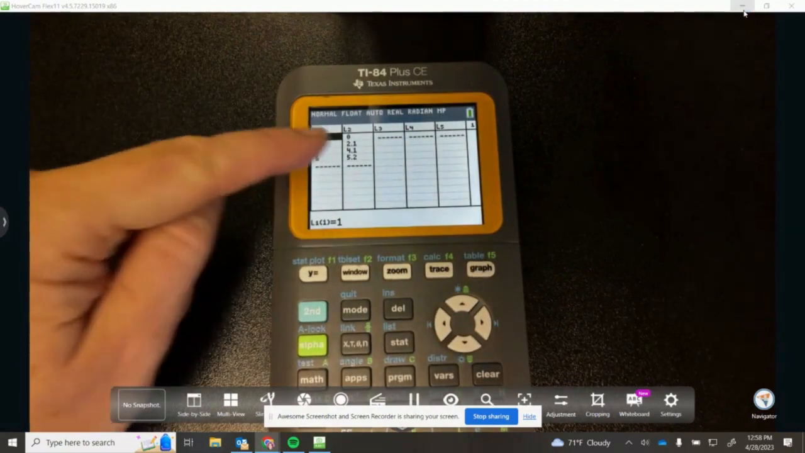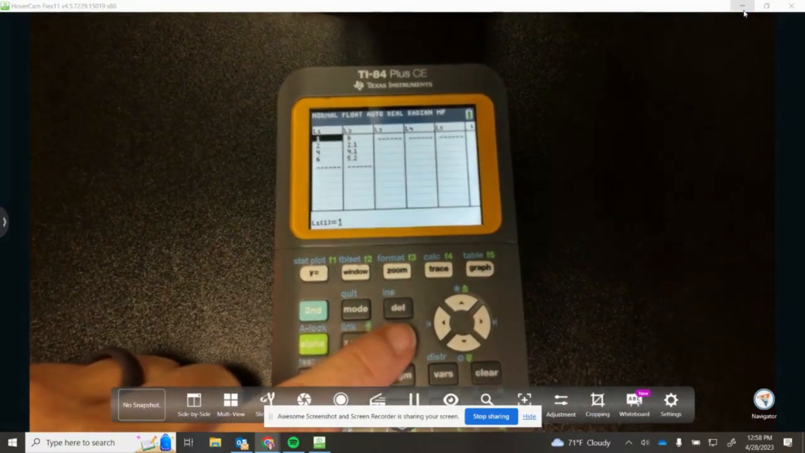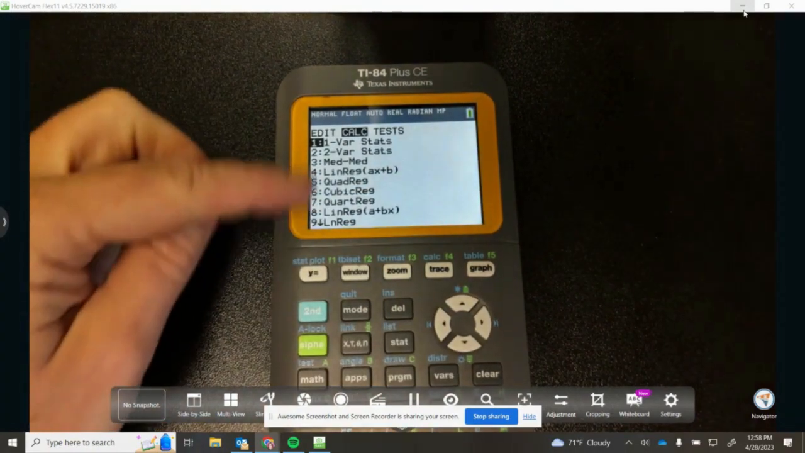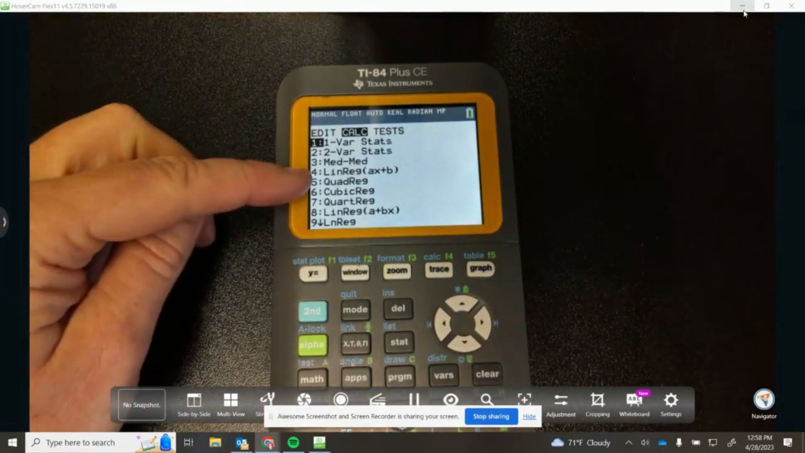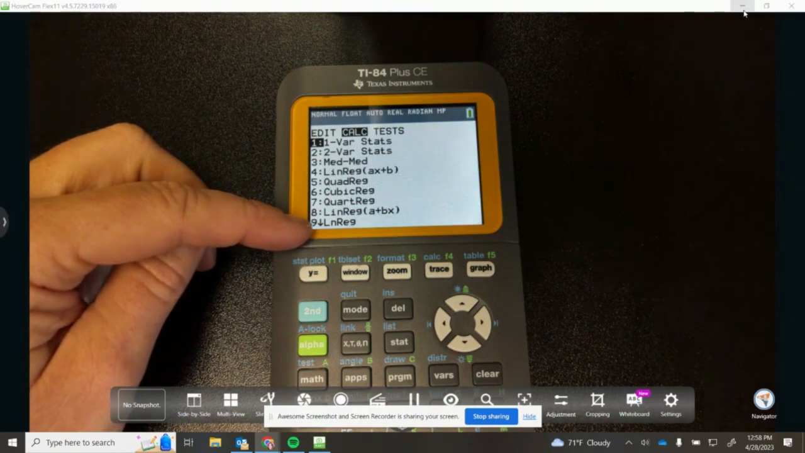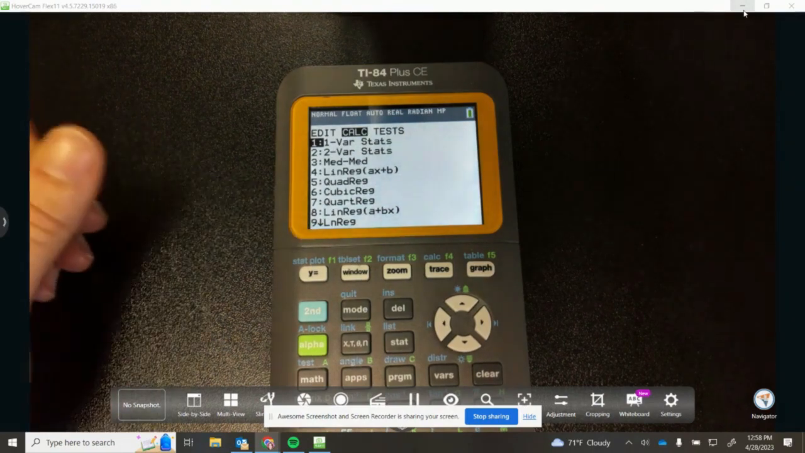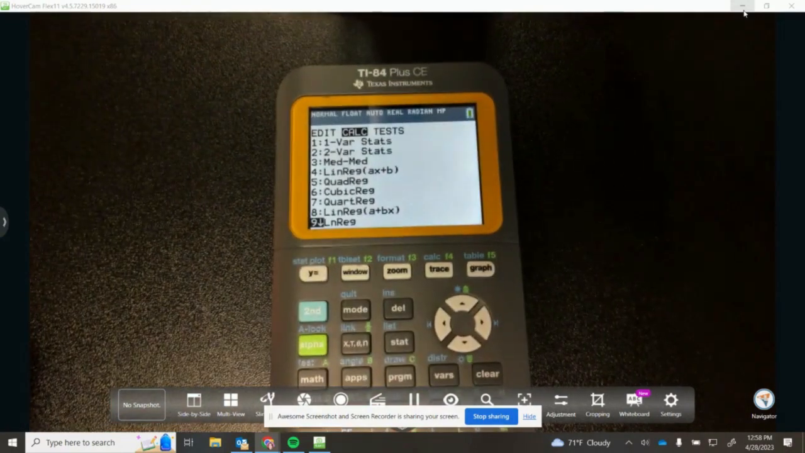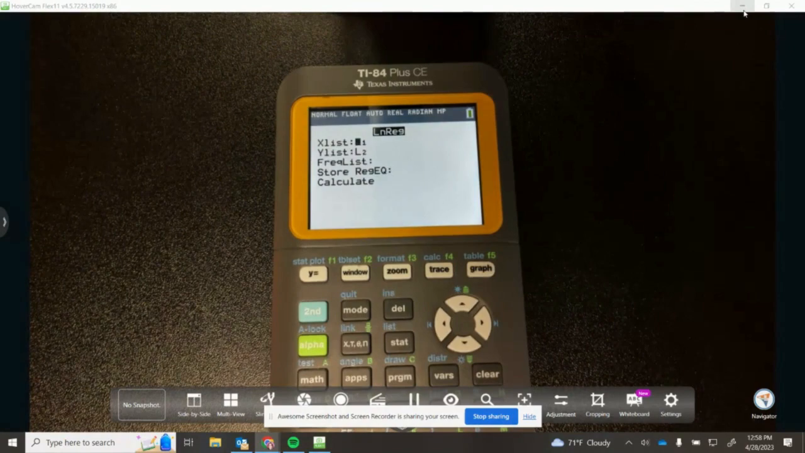All right, so once we have all of our data into the list, we're going to go back to stat. And this time we need to calculate. So we're looking at our options for a regression. Linear, quadratic, cubic, quartic. This is the reverse linear regression. We definitely don't want that one. But we have ln. ln is actually your natural log, and that is the best way for us to do a logarithmic regression in the calculator. So we're going to do option number 9 when we need a log function.